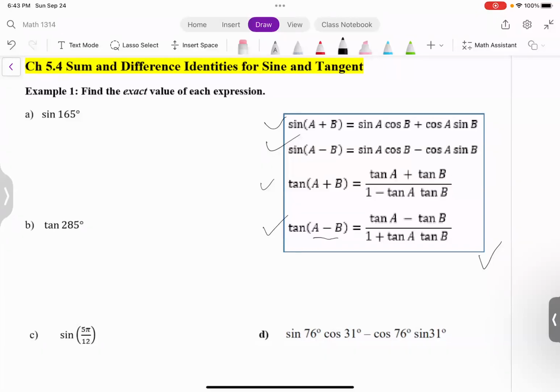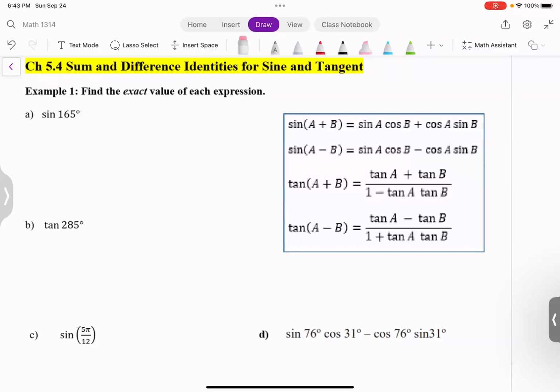It takes you a while. Please write down these four formulas on your scratch paper at least 5 times until you can remember them and you can memorize them. If you have your notebook, please copy the identities in your notebook. All right, let's see the first example.